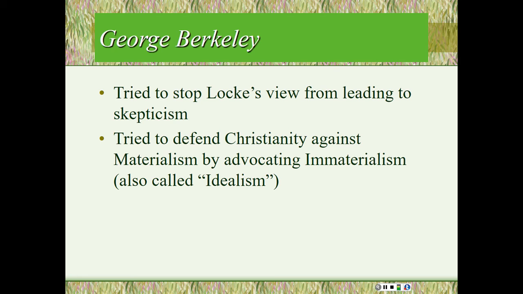But he later also became a bishop in the Church of Ireland, which was the State Church of Ireland at the time. So he's very devout. And he tried to stop Locke's view from leading to skepticism. He didn't like that. And he also was very suspicious of the view that there is an independently existing material world. Now, what did he think was so threatening about that view?